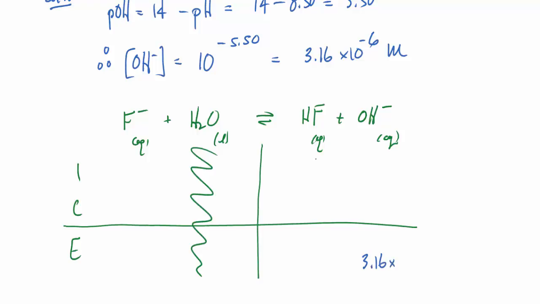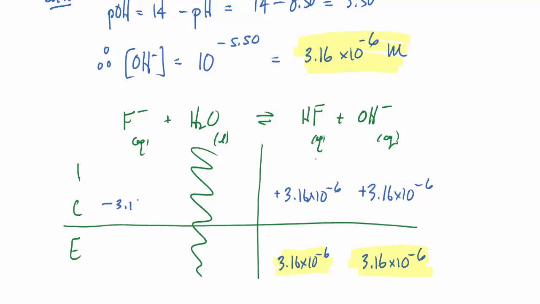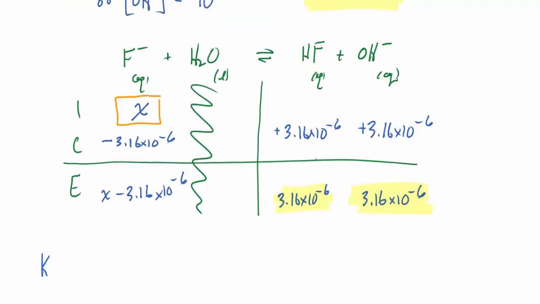Remember that liquid water has no concentration for us, so we know the equilibrium concentration of hydroxide ion from above. There it is, 3.16 × 10^-6. It's in a 1-to-1 ratio with hydrofluoric acid. Those are the same, so we're going to add both these on the right-hand side. We'll subtract that same amount from the left, also in a 1-to-1 ratio, and it's that initial concentration of fluoride ion that we need, X there in the orange box. At equilibrium, will be X minus the 3.16 × 10^-6.